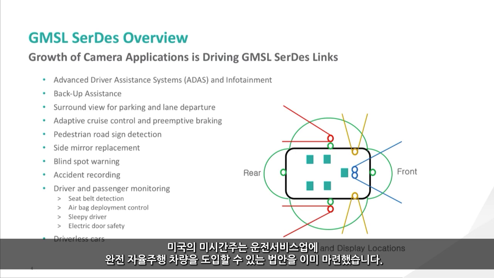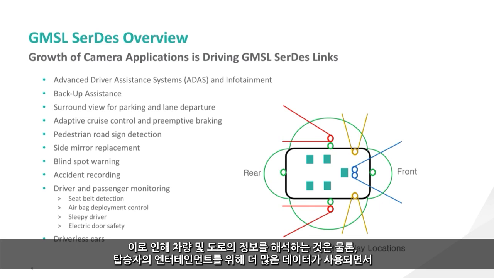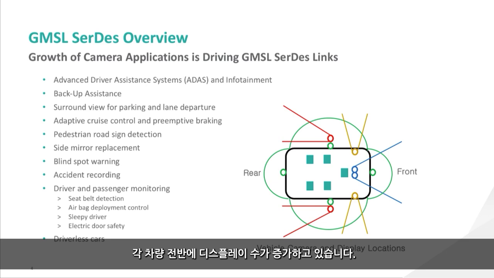In the United States, Michigan has already introduced legislation which would allow driving services to introduce completely autonomous cars. By May of 2018, most new vehicles will be required to have a backup camera. The trend is increasing the number of displays throughout each vehicle, with more data being used to interpret vehicle and road information, as well as passenger entertainment. These systems are referred to as infotainment.